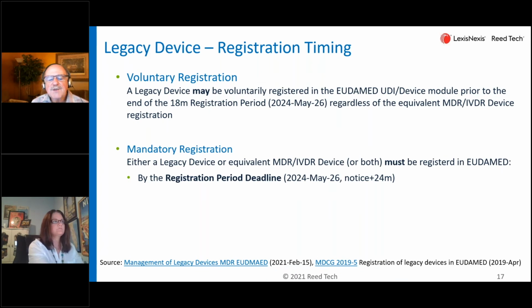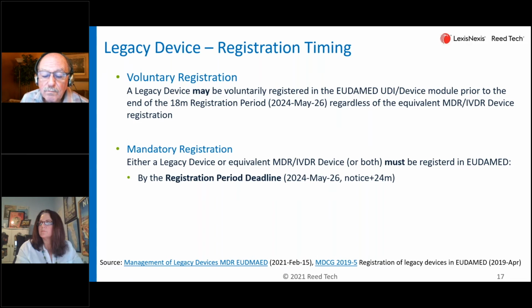So either your legacy device or the equivalent MDR device, or both, if you so elect, must be registered in Unimed by the end of that registration period. So this is a deadline. It's a requirement, either one or the other, or both. Either your legacy device or the equivalent needs to be registered by that particular date.